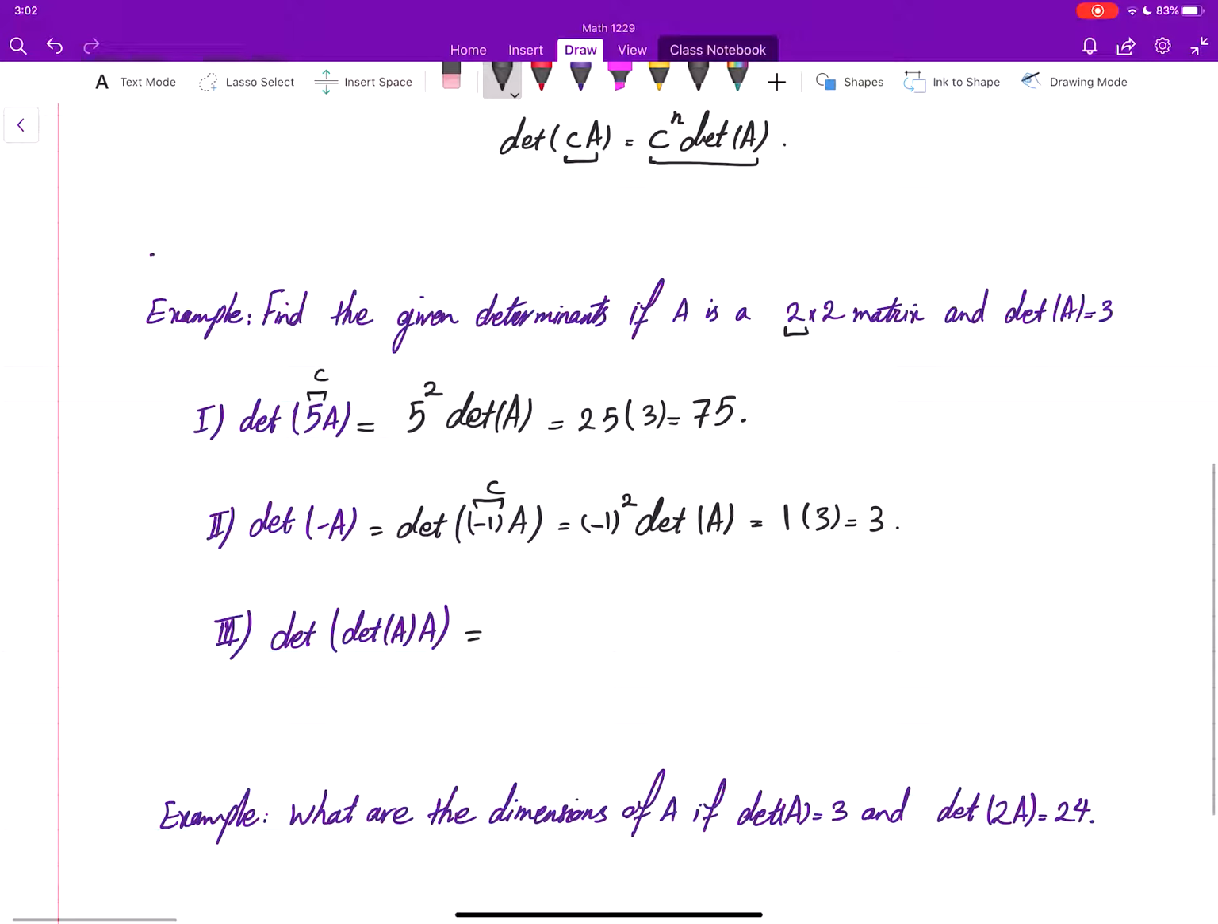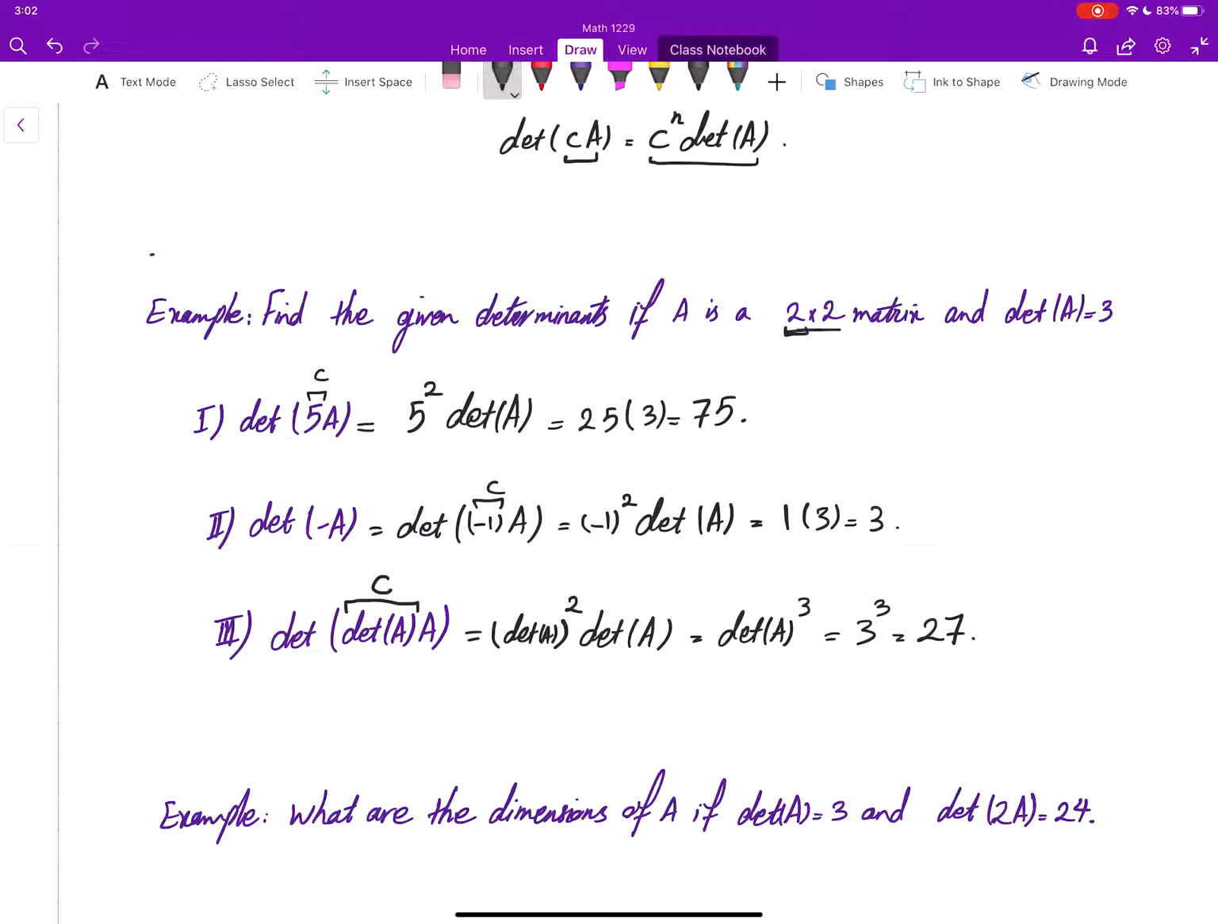How about this one? The determinant of det(A) times A. You see, the determinant of A is a number, so we can take it as the scalar that we are multiplying to A. And we know that the scalar comes out of the determinant, whatever C is, but we have to put it in the power 2. Here, C itself is the determinant of A. In other words, we have the determinant of A to the power 2 times the determinant of A, which is the determinant of A to the power 3. So 3 to the power 3 gives us 27.